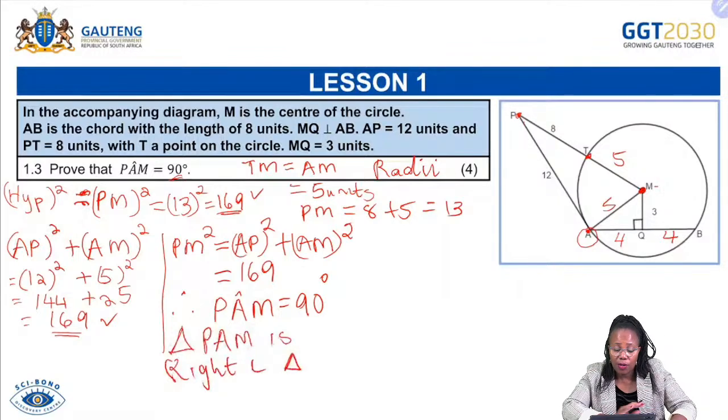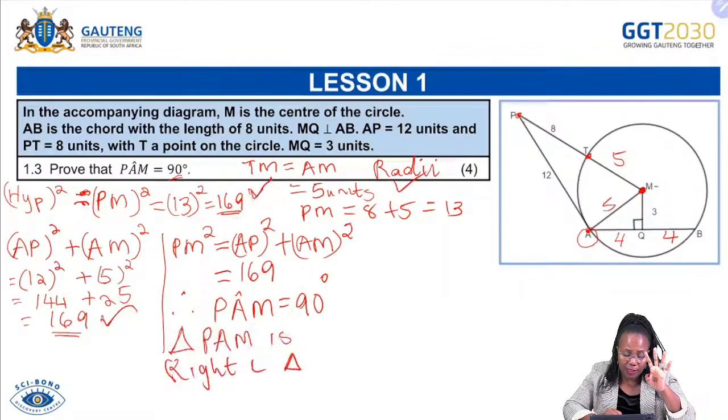Okay, so now we have proven that PAM is 90. Now let's look at the mark allocation. The first mark is for finding the 5 units, the radius, for the other side. The second mark is for finding 169 of the hypotenuse. The third mark is for finding the second 169 for the sum of the two sides. The last mark is for the comparison.